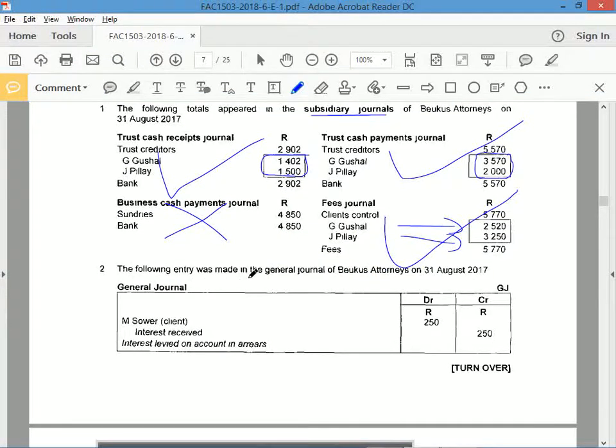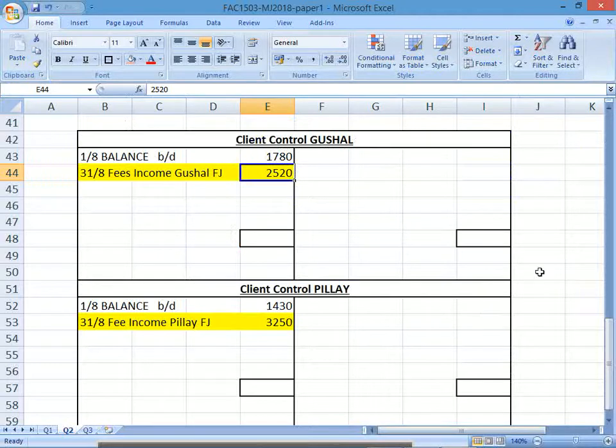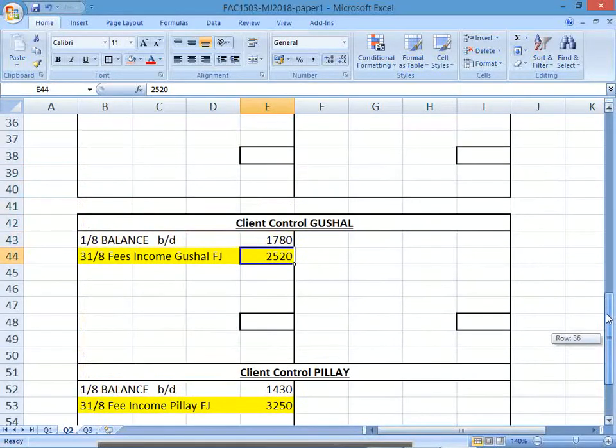Okay, the following entry was made in the general journal. This is for M and that's for interest. Don't need this. Alright, so now we've covered everything. Now we just need to look at what do we actually transfer.